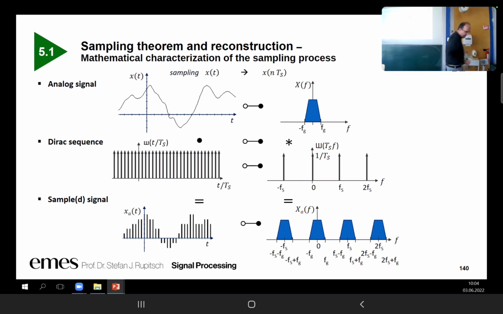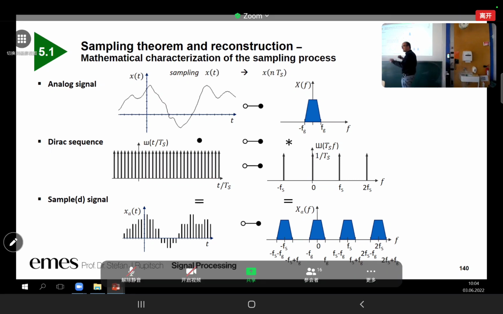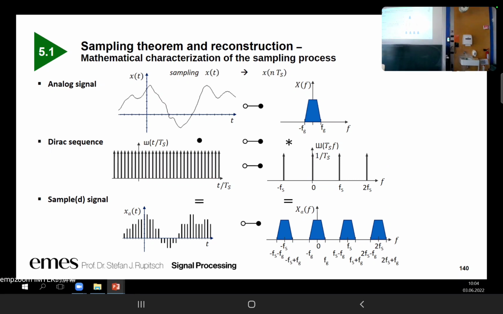Here it is. Last week and also 2 weeks ago, we discussed sampling, the sampling theorem, and the reconstruction. We started with an analog signal, as it is always the case. And this analog signal should be transferred from the analog world to the digital world. And how can we do this? We have to sample the signal.